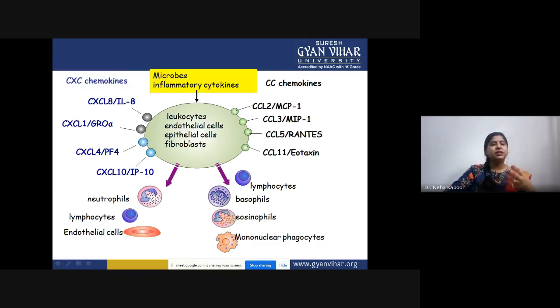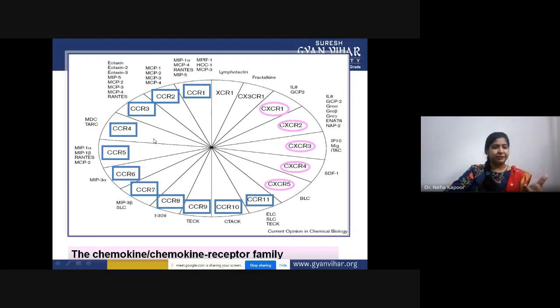these leukocytes, endothelial, epithelial and fibroblast cells are attracting which kind of neutrophils. In case of CXC chemokines, they attract neutrophils, lymphocytes, and endothelial cells. However, CC chemokines are produced in response to some microbial infection or inflammatory cytokines. In that case, lymphocytes, basophils, eosinophils, and mononuclear phagocytes are attracted.